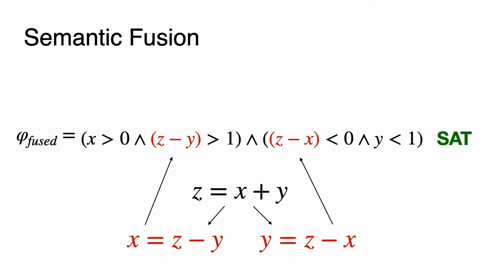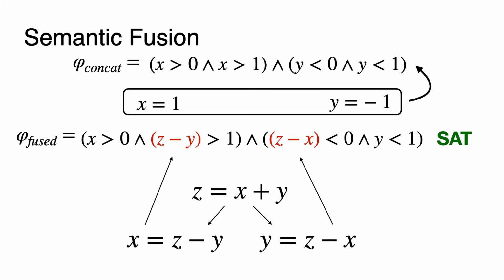The fused formula is also satisfiable, since for an arbitrary assignment for the satisfiable concatenated formula, we can assign the new variable z to the value of x plus y and keep the assignment for x and y. Then the model satisfies the fused formula.